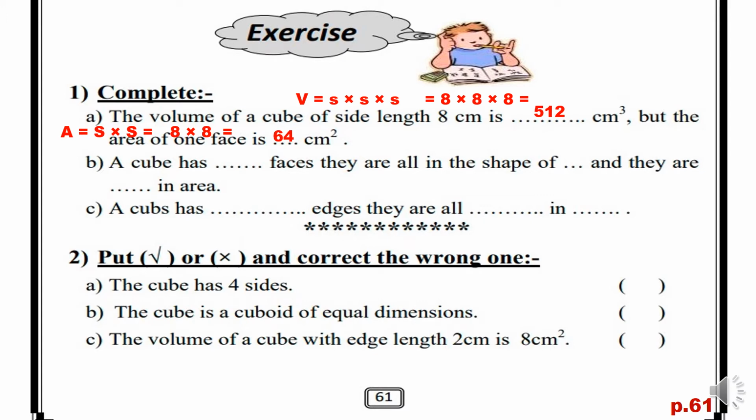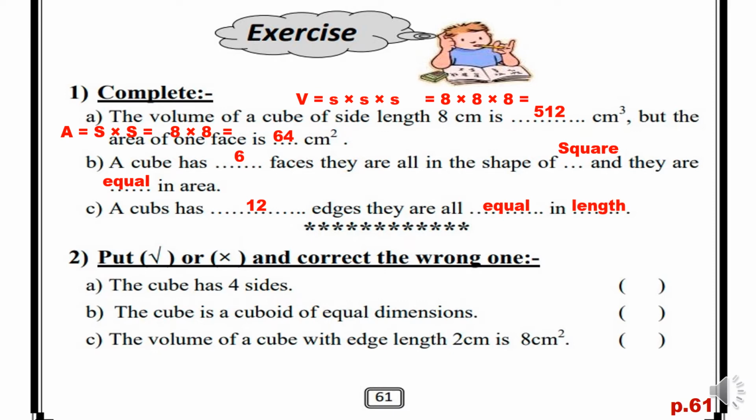Letter B. The cube has 6 faces. They are all in the shape of square and they are equal in area. All the faces of the cube are in the shape of squares and they are equal in area. A cube has 12 edges. They are all equal in length.